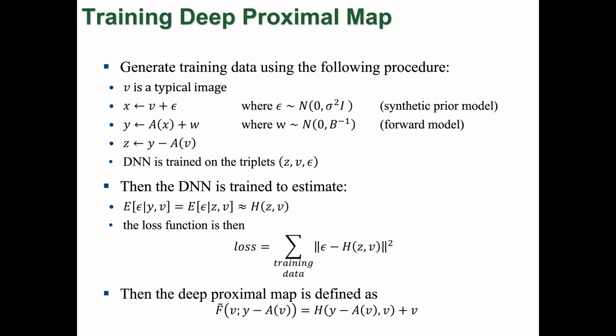Then our deep neural network will take two inputs. One is v, the other one is y minus a of v. And the network will be trained to estimate epsilon, the residual between input v and the ground truth x. The reason why we call this ground truth is that x is the image we used to generate the observation data y. We use minimum mean square error as our training loss function, and eventually the deep proximal map is defined by h plus v.